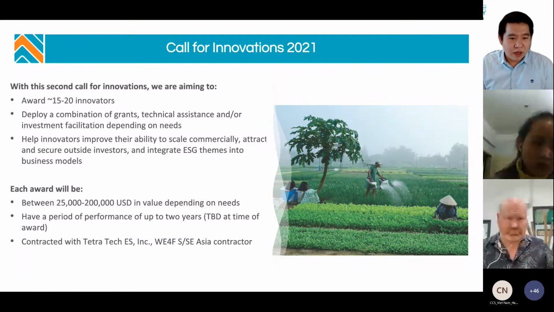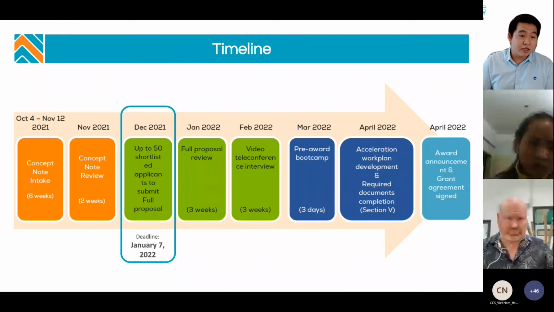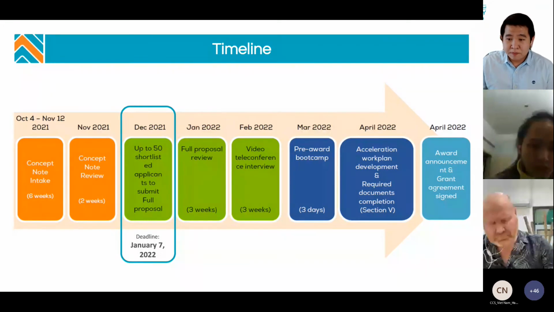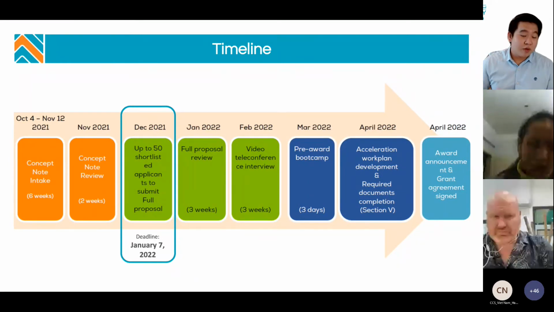So now let's talk about the timeline. As you may know and see in the solicitation, now we are in the full proposal stage. In this stage, you will submit more information to give us and the evaluator more information to assess your candidacy for the awards. The deadline will be on January the 7th, and you will have almost a month to complete the full proposal.